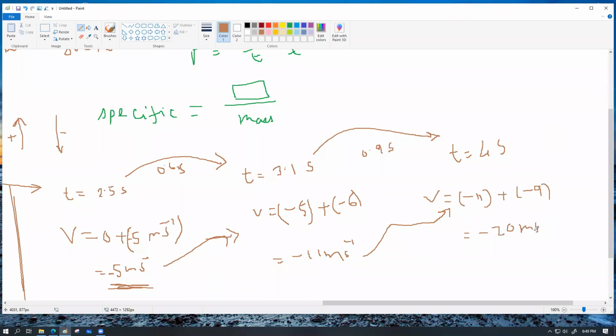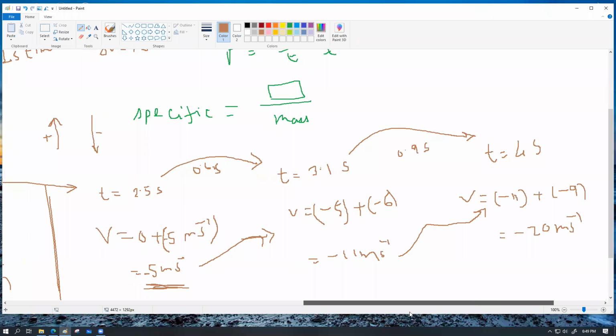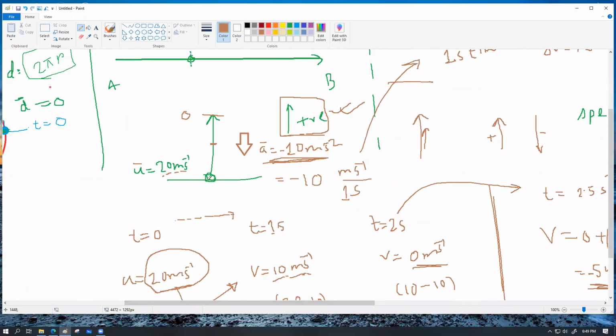Now you see, this is the beauty of math. Have a look. At which speed did we throw the object upwards? 20 meters per second. We threw the object vertically upwards at 20.